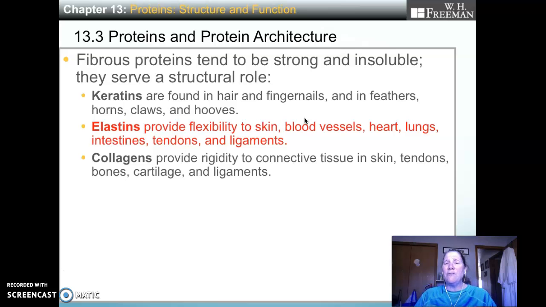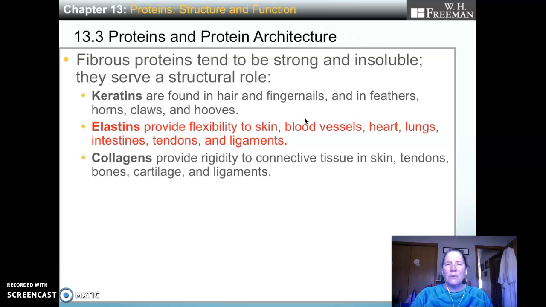Just think, if your skin wasn't waterproof, what would happen to you every time you took a shower? Slosh, slosh, slosh, right? It's also, if you're a bird, in your feathers. It's the tip of your feathers, or horns, claws, hooves. You know, that's their nails, I guess. So that's what keratin is. That is a fibrous protein.